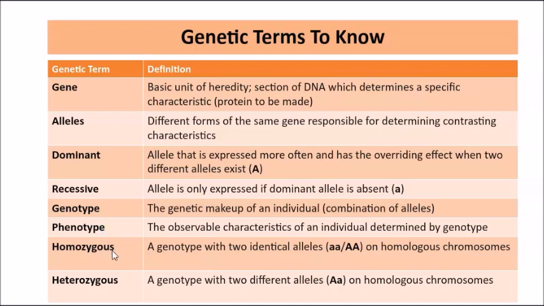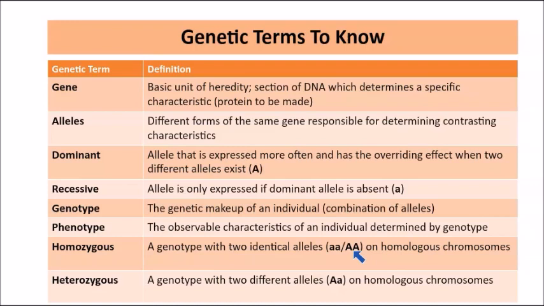Now the last two terms, homozygous and heterozygous. Homozygous is describing the type of genotype an individual has. So it's a genotype consisting of two identical alleles. These two identical alleles can be either two recessive alleles or two dominant alleles. These are the two identical alleles that are on homologous chromosomes, and I'll show you that shortly.